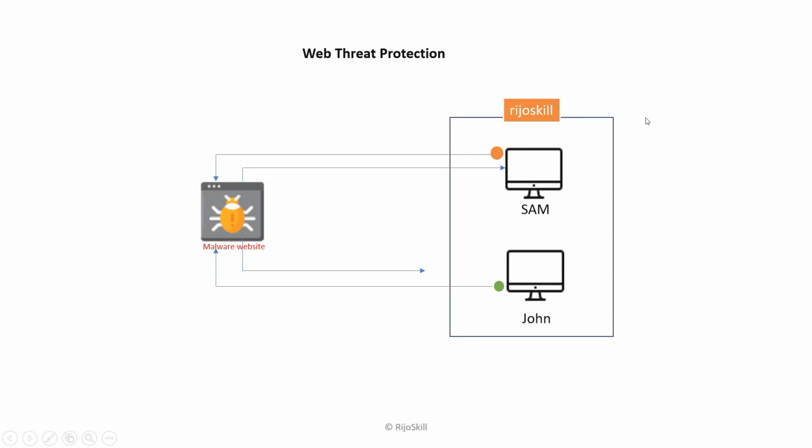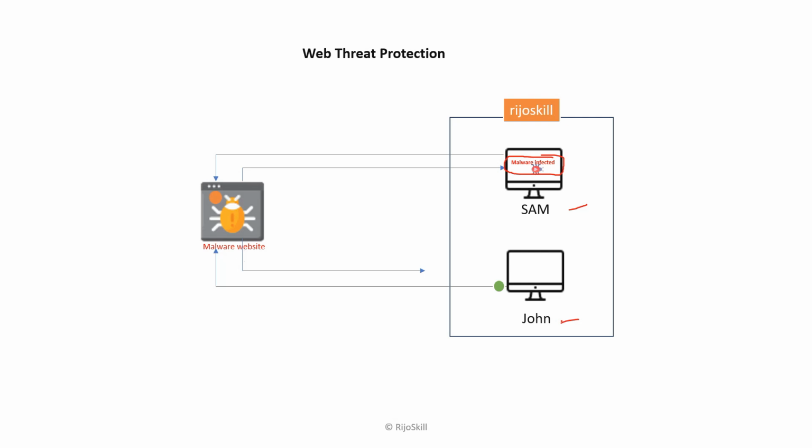So now we will discuss web threat protection. This diagram represents web threat protection. You can see one organization. The organization has two devices. One is used by Sam, another by John. Sam requests one website. Sam is not aware whether this website is a malware website or not. So the request goes to the malware website, and the response is generated as malware. So what happened? Sam's device is malware infected.